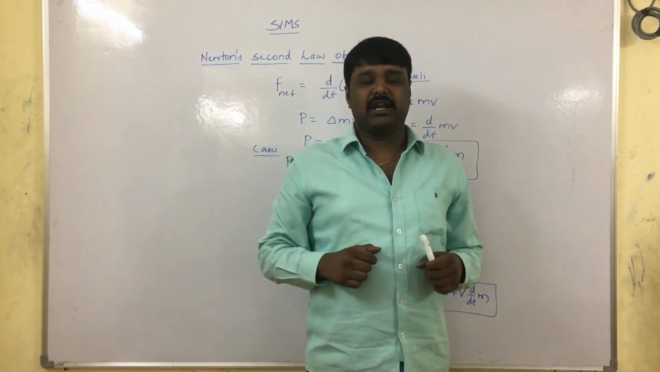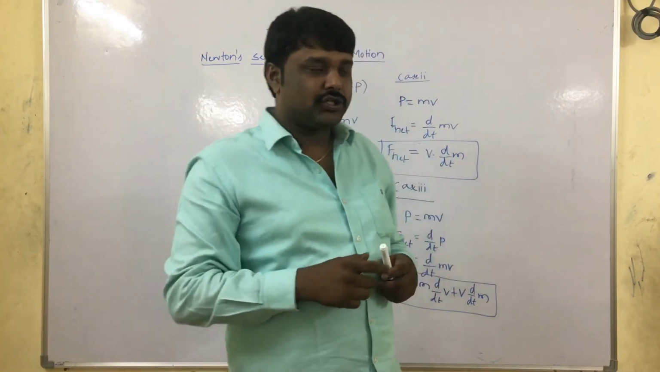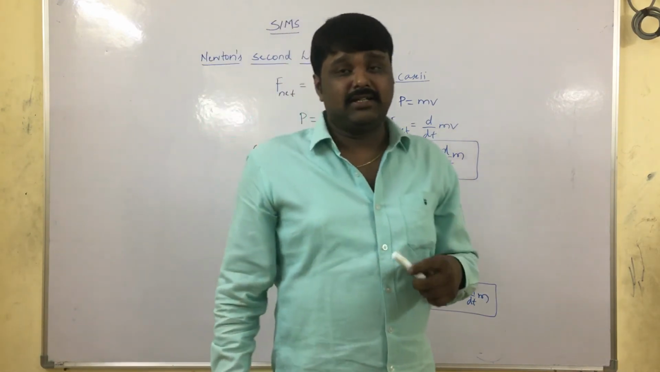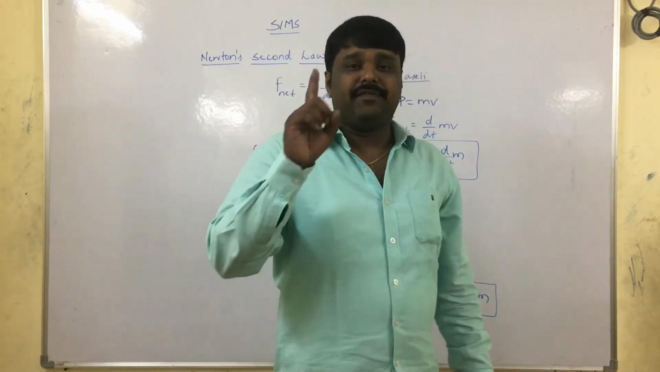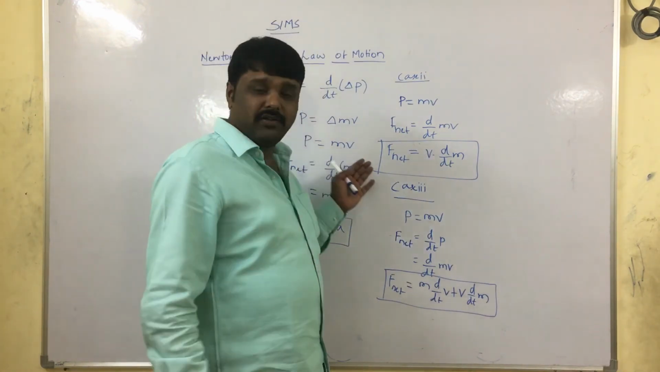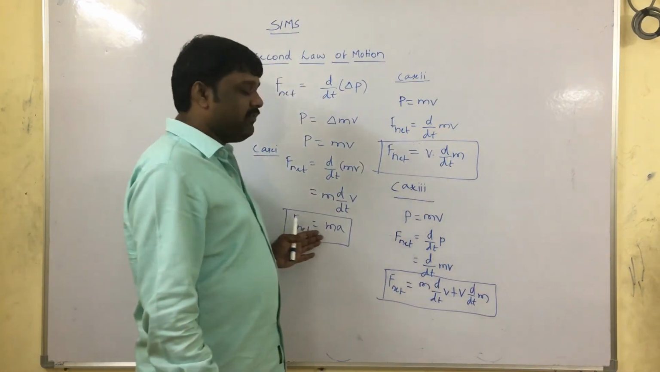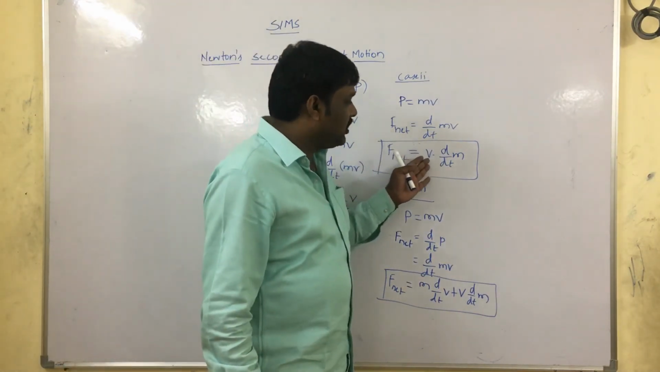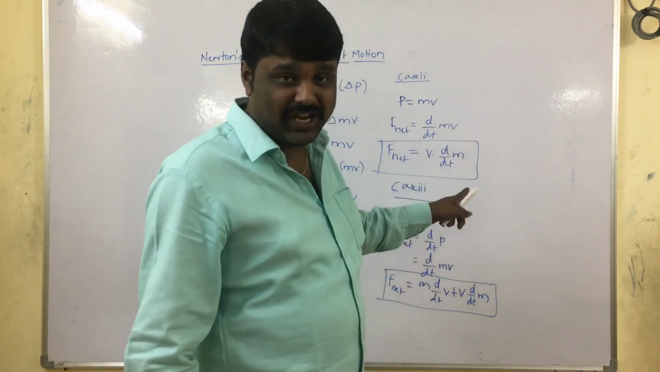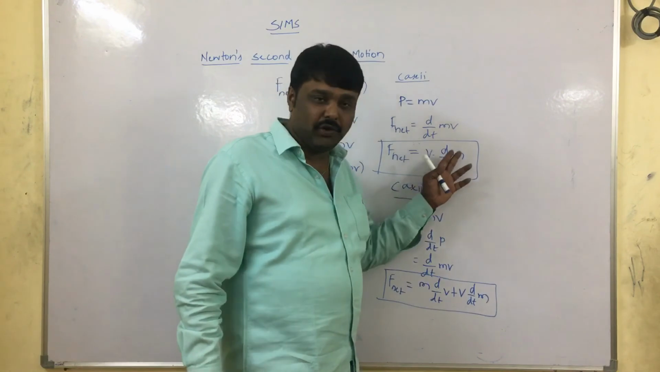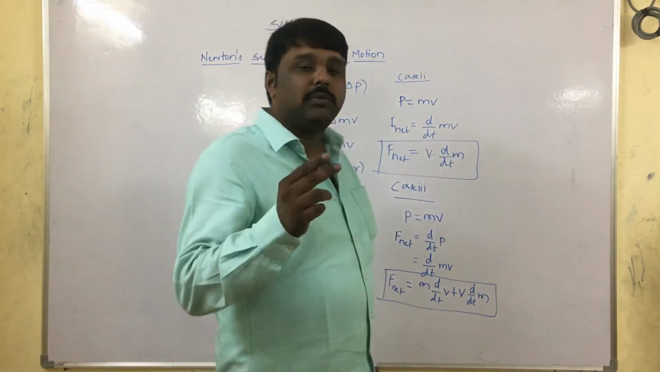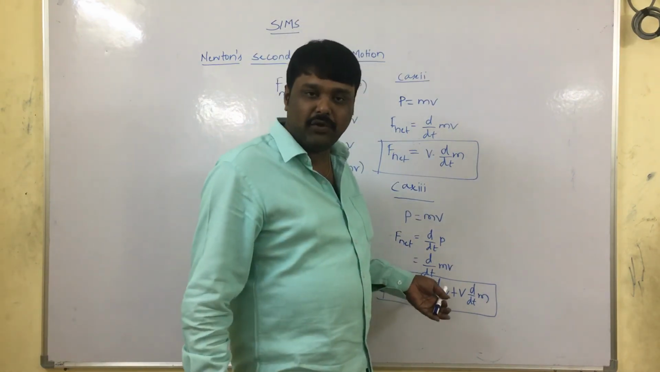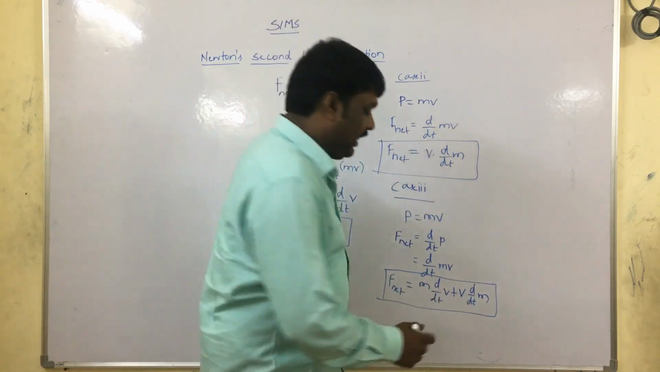Now today we have discussed examples of Newton's first law of motion, and we have seen the derivation of Newton's second law of motion and its examples, and there are 3 cases. In the first case, the mass remains constant and the velocity changes, then the net force equals ma, the product of mass and acceleration. In the second case, the velocity remains constant and the mass is changing, hence F net equals v into d by dt of m. In the third case, both mass and velocity have changed, hence F net equals m into d by dt of v plus v into d by dt of m.